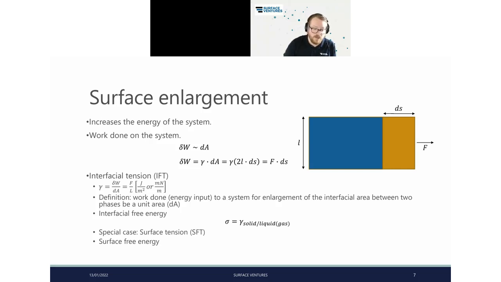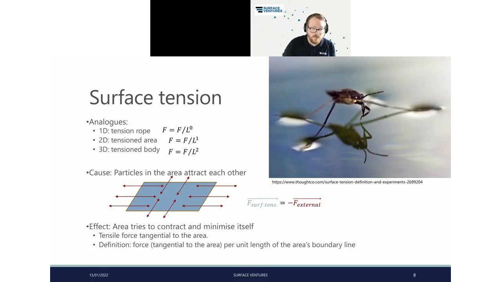A special case of this is the surface tension, or surface free tension, as applied to liquids, whereas we use surface free energy to talk about solids. Again, we'll talk a little bit more about this later on. In terms of surface tension, we can think of this in terms of some analogs. You have a one-dimensional one, that being a tensioned rope. Effectively we have only one dimension. So if you're pulling on that, the forces are contained only within the rope itself.